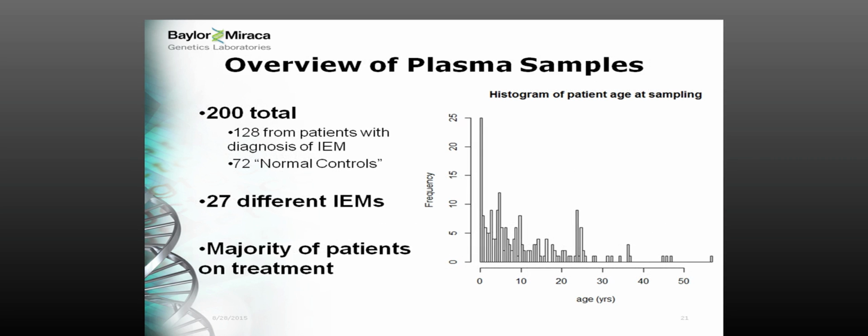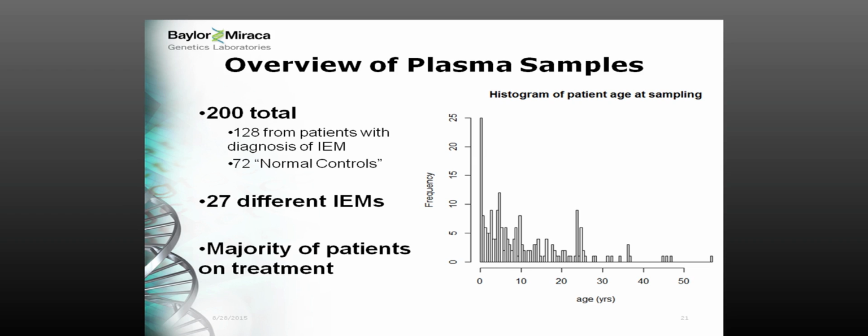So this is on the right, a histogram showing the age distribution. Not surprisingly, the majority of the samples in the validation assay were coming from children, although we did have all the way out past 50 years of age. We included 200 samples from 128 different individuals, along with 72, again, in quotes, normal controls. Of the individuals with inborn errors of metabolism, there were 27 different inborn errors of metabolism.